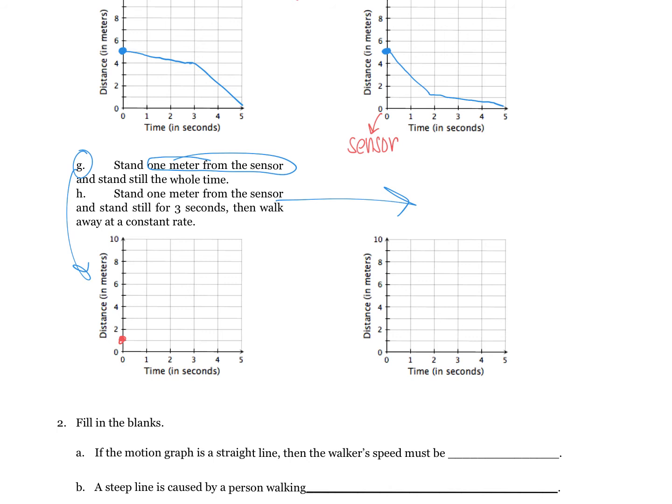Okay, so as you think that over, remember, if you're standing still the whole time, you're not moving. Okay, you're not getting closer to the sensor. You're not getting farther away from the sensor. You're just standing still. So what this graph would look like is just a straight horizontal line at 1 meter. Okay, that's all. Because you're not moving. Your distance is not going anywhere. It stays the same the whole entire time. Okay?